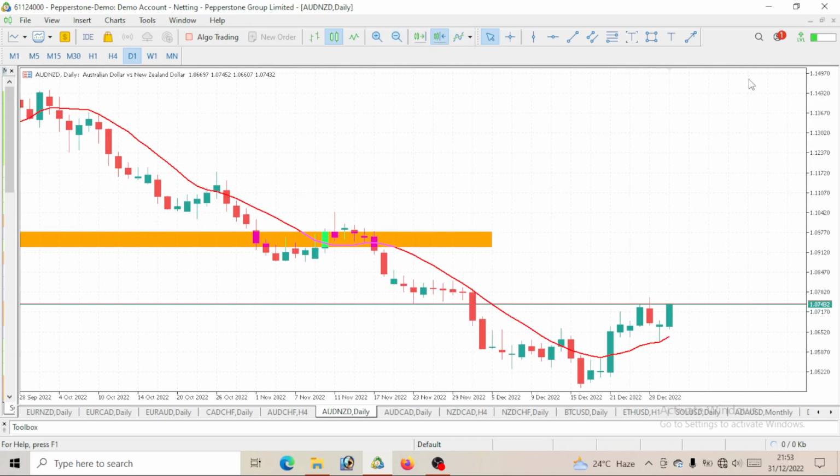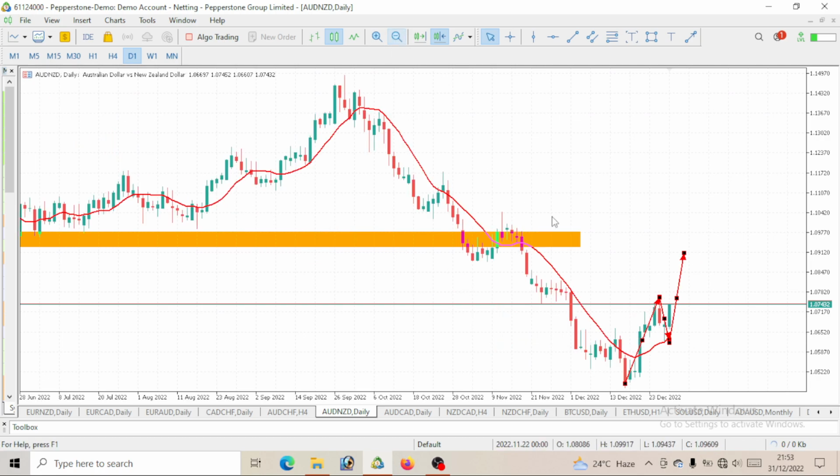But the daily time frame is giving us higher highs and higher lows. This is one of the reasons why I'm skeptical to actually go ahead and sell. So we need to be very, very careful before we take our sell on AUD New Zealand dollar. You take a look at this to be a bullish move. See this as a pullback.